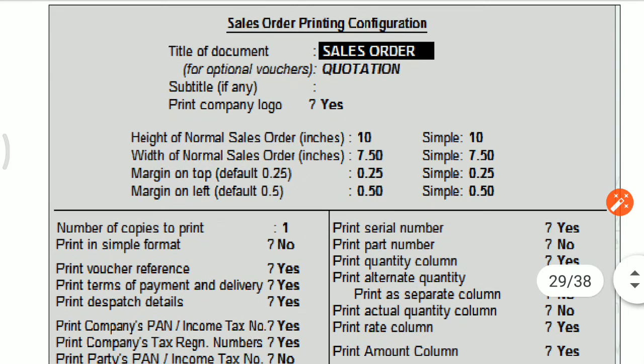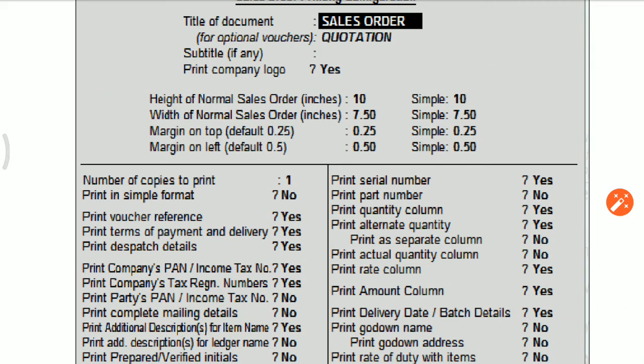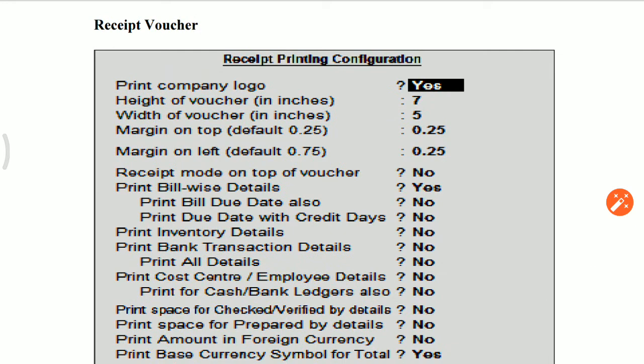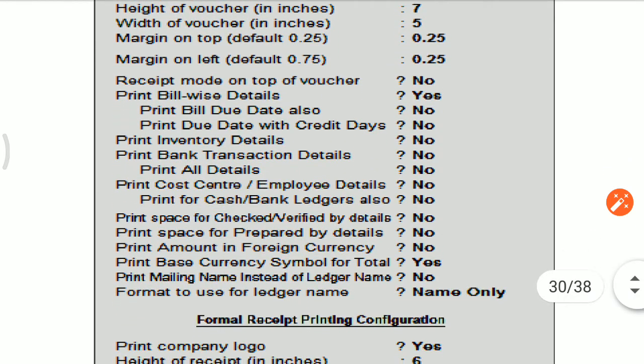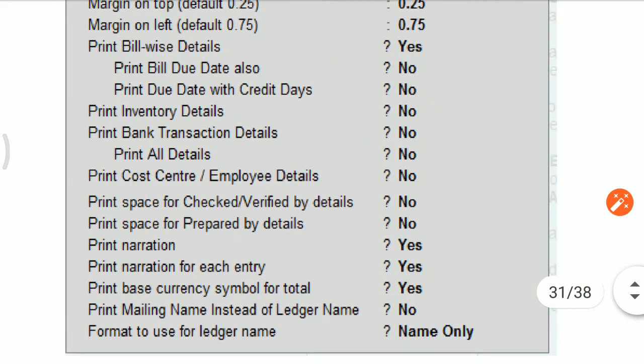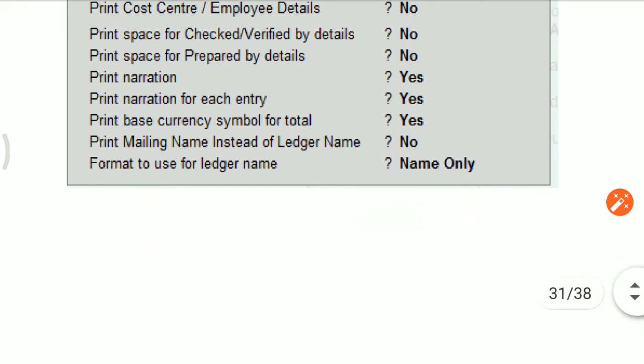Next one is sales order. Sales order printing setup is given and different types of questions are given, you have to answer the questions. Next one, receipt voucher, what is the setup for printing, this is given in receipt voucher. Next one is journal voucher, setup is given on screen, you just have to press yes or no. My personal suggestion, don't directly touch this setup unless and until it is important, that whether these options are available in Tally software, then only go in F12.